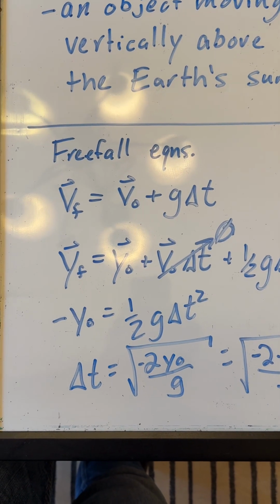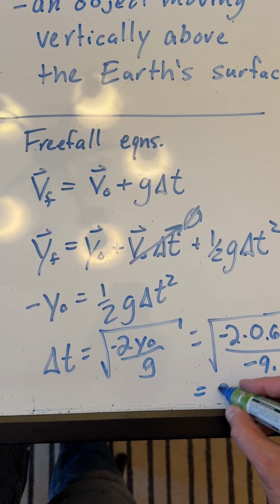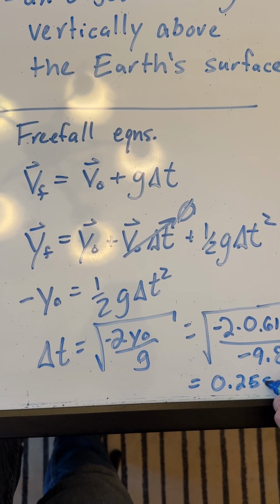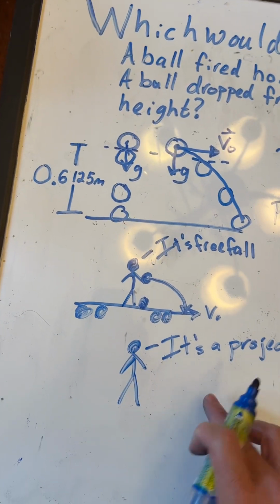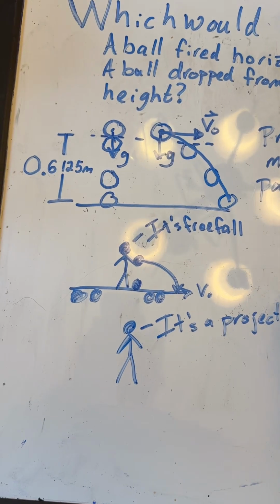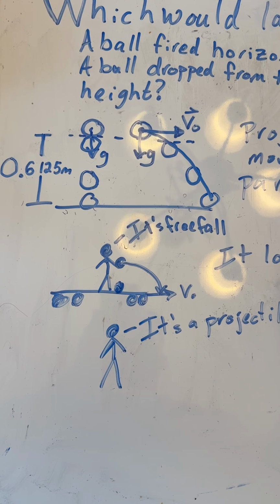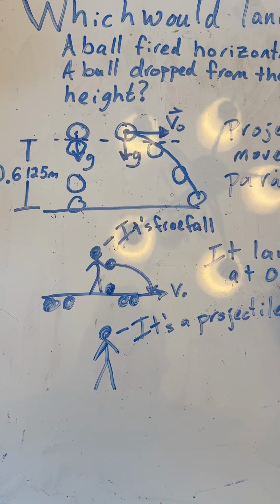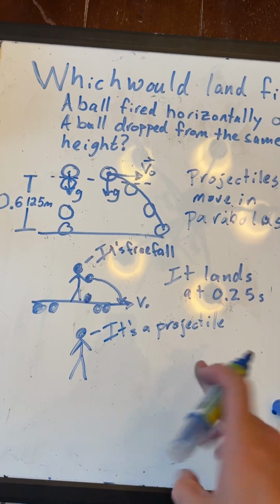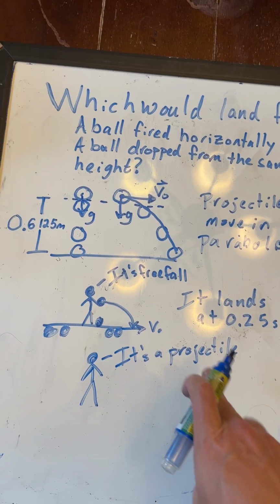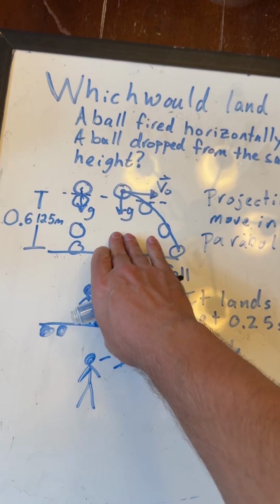It's a little dirty. So when we work all that out, you should find that it lands in 0.25 seconds. So coming back over here, both you and the person on the train cart are going to agree that it lands at 0.25 seconds. So basically, you're both going to agree when it lands. So since this is true, this also has to be true.